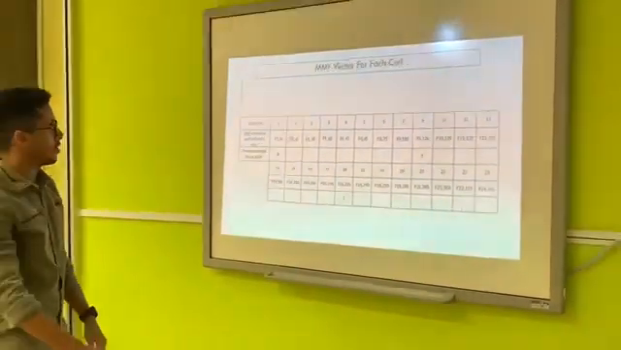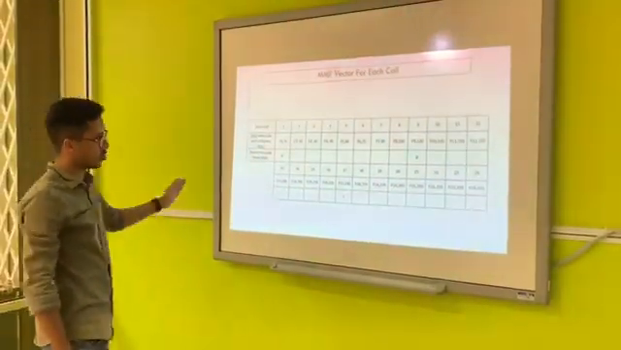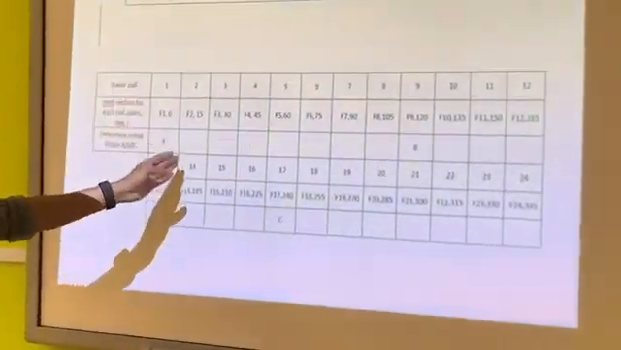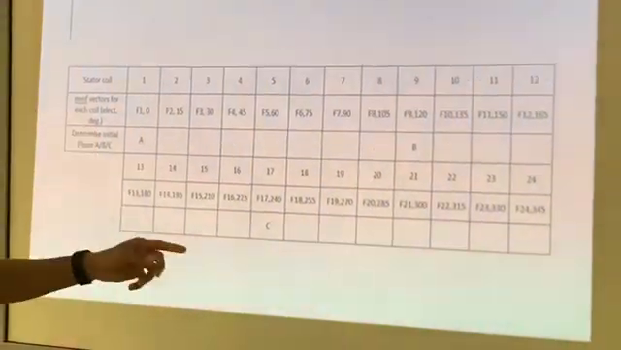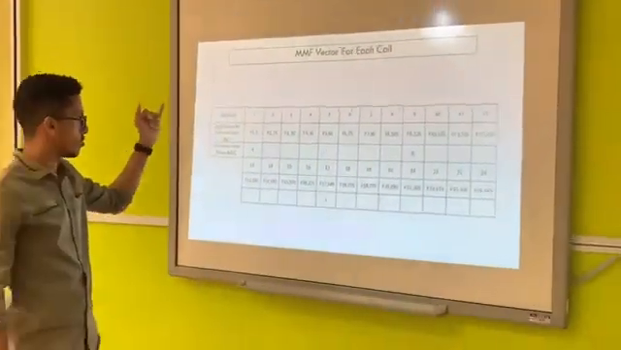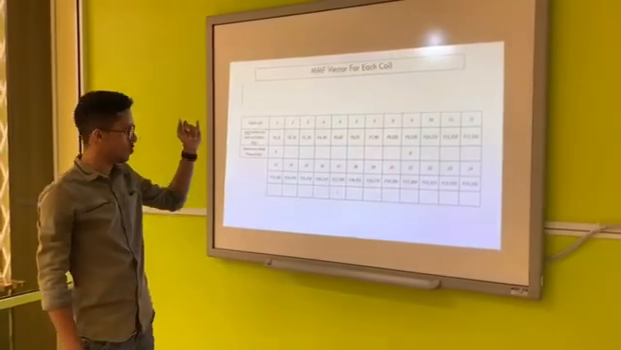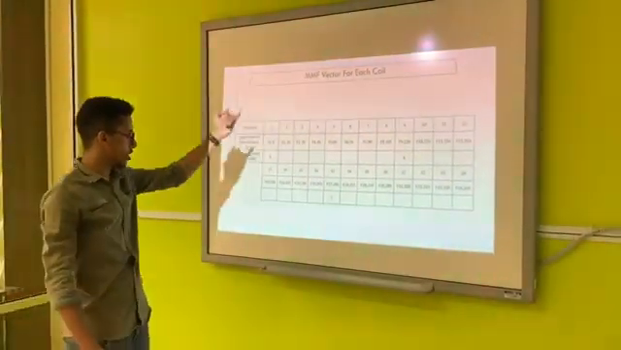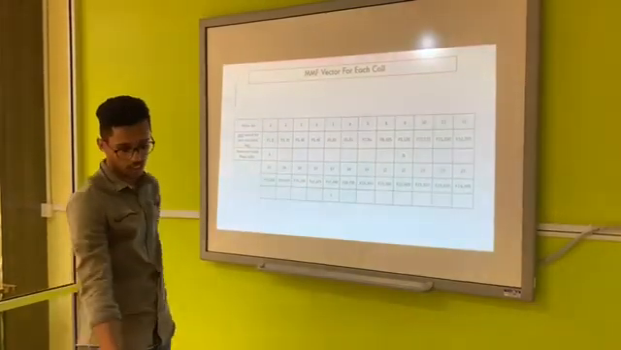This is the MMF vector for each coil. So as we can see, 24 slots, 15 degrees between each slot, and we have 24 vectors. Phase A will start from 0 angle, and phase B will take place at 120, which is F9, and F17 will indicate phase C.